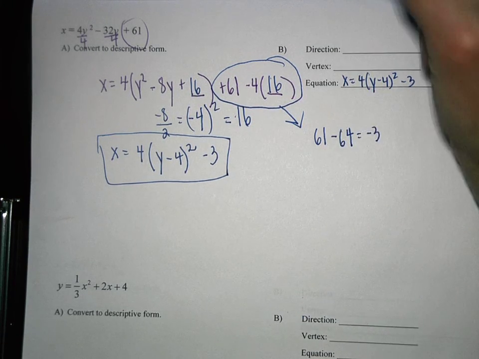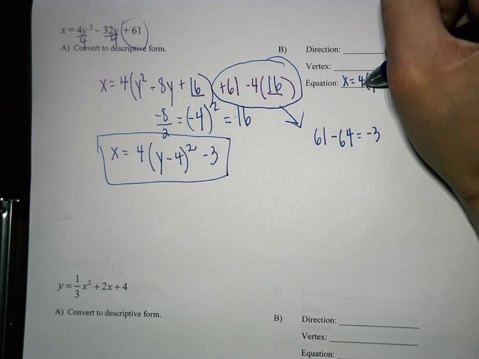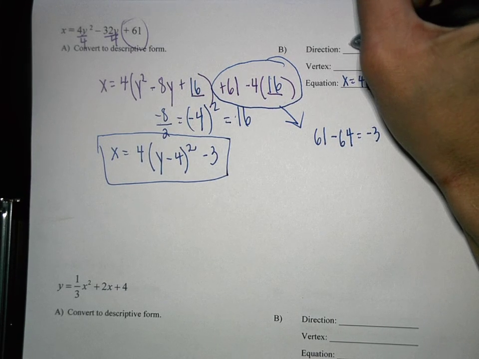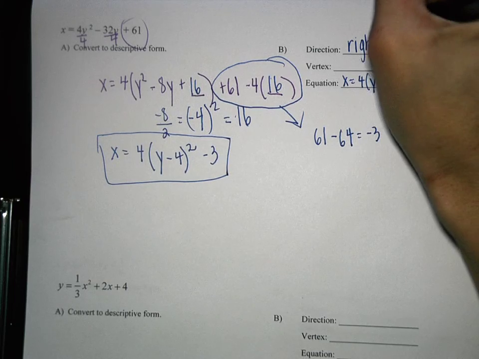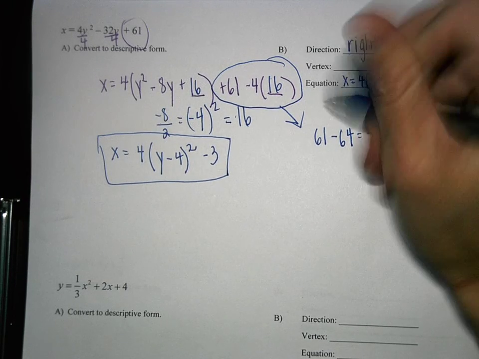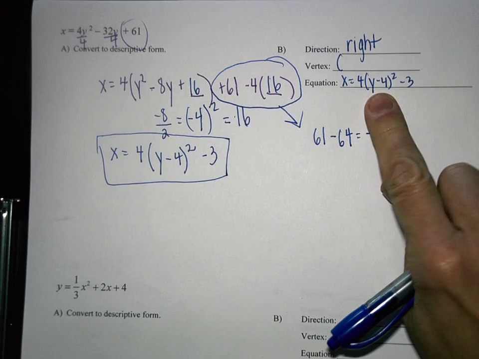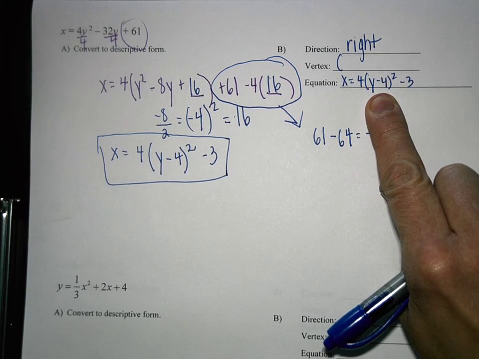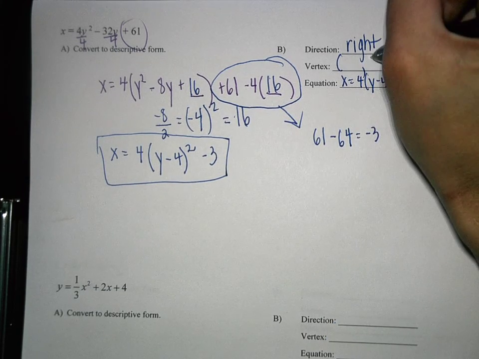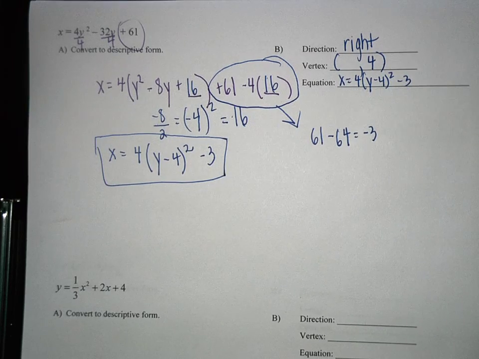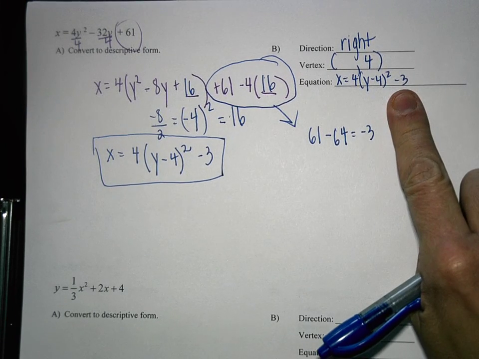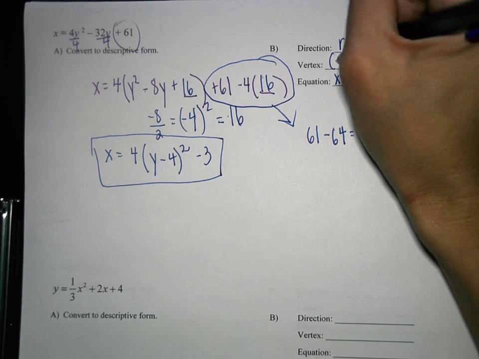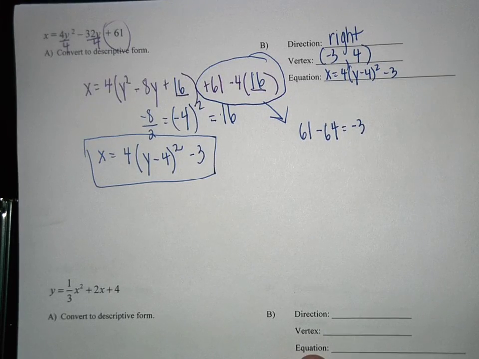And so that means that because this a value is positive, the direction is going to curve right. The vertex of this parabola, we would set y minus 4 equal to 0, which means the y value of my vertex is going to be 4. So make sure you put that in the y location. And then the number here at the end will go in the x spot, which is negative 3. And we're done.